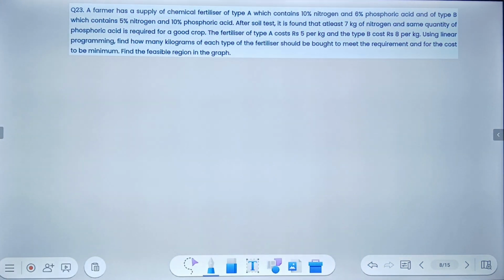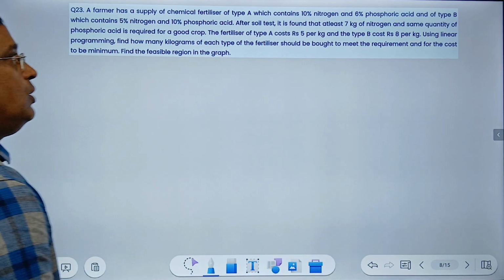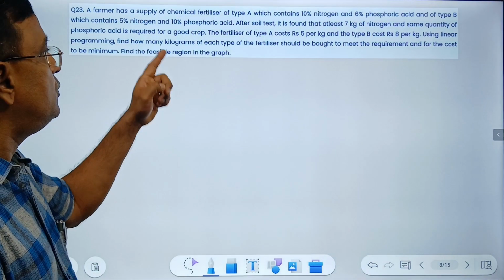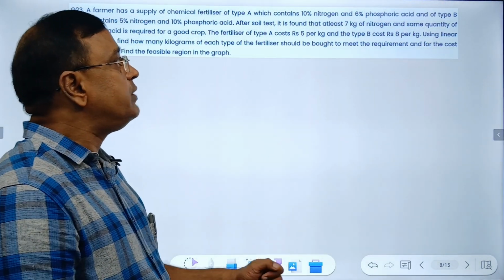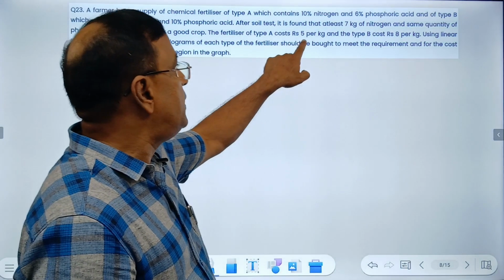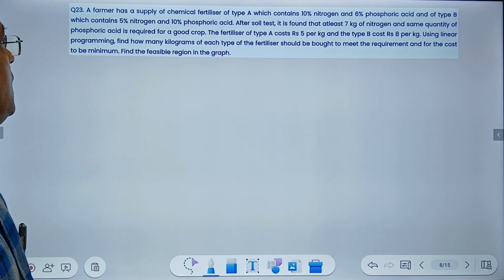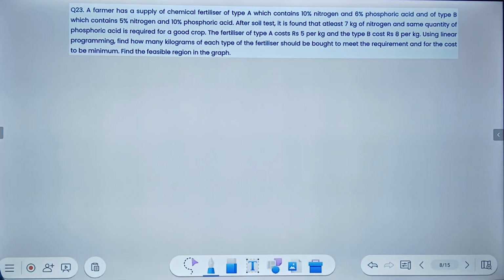Now question number 23 is, a farmer has a supply of chemical fertilizer of type A which contains 10% nitrogen, 6% phosphorus, and of type B which contains 5% nitrogen and 10% phosphorus. After soil test, it was found that at least 7 kg of nitrogen and same quantity of phosphorus is required for a good crop. The fertilizer of type A costs rupees 5 and type B costs rupees 8. Using linear programming problem, how many kgs of each type of fertilizer should be bought to meet the requirement and for the cost to be minimum?